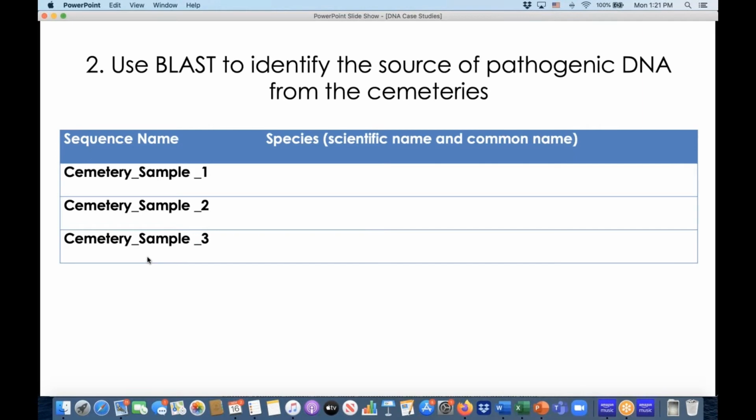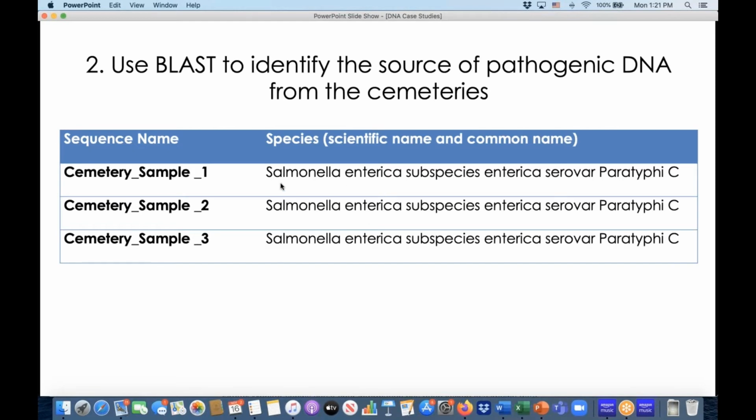So we have cemetery sample 1, 2, and 3. And when they do that blast, they find out that it's consistent, it's all Salmonella. And in particular, it's all the serovar Paratyphi C. So it's all Salmonella bacteria, and it all appears to be the same subspecies or serotype of Salmonella that caused the cemetery outbreak.